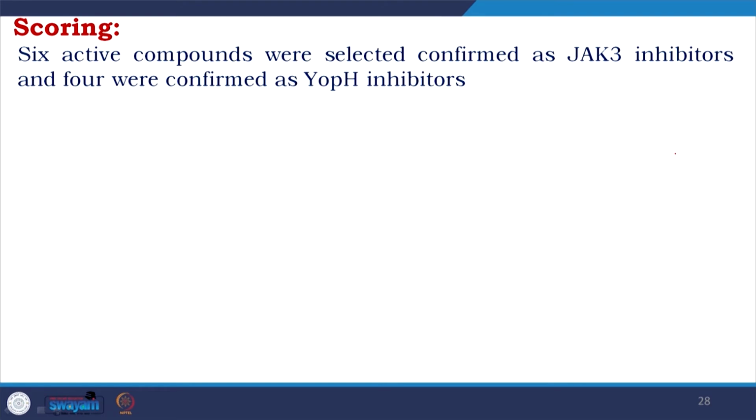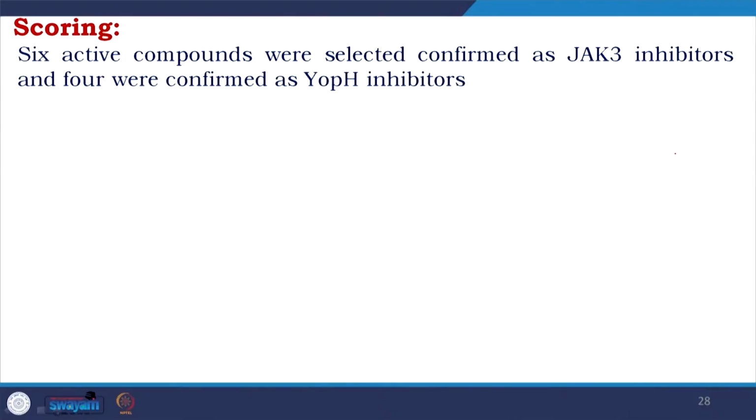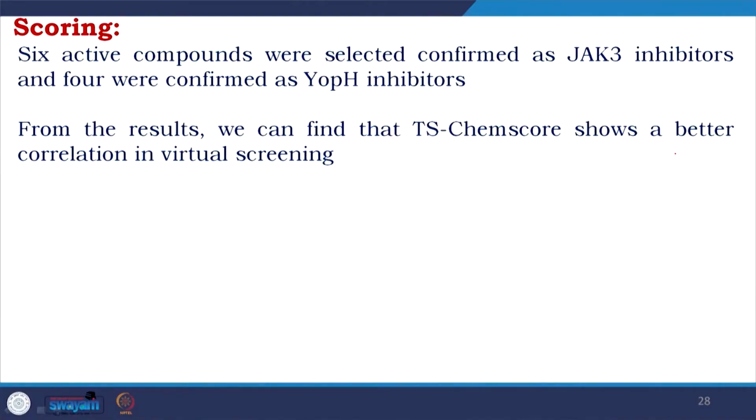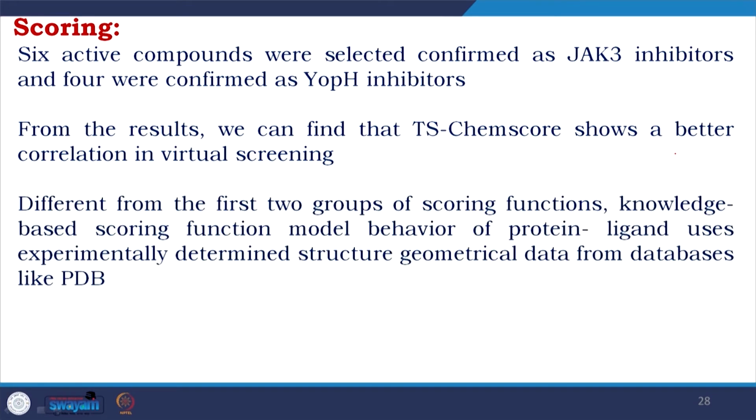So, empirical ones are rough, they are quick, but generally their values do not make much sense, whereas, as you see in the Chem score, the modern developed empirical scoring function is actually working, which is a great sign. From the results we can find that TS Chem score shows a better correlation in virtual screening in comparison to the existing scoring functions which we have worked with up to now.